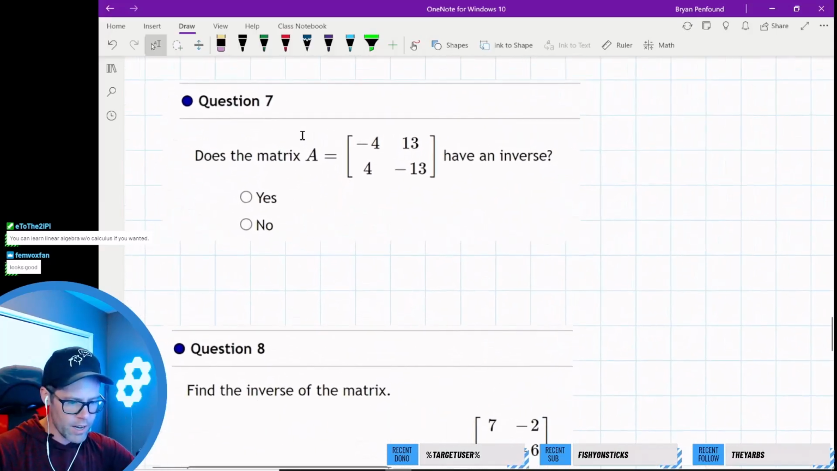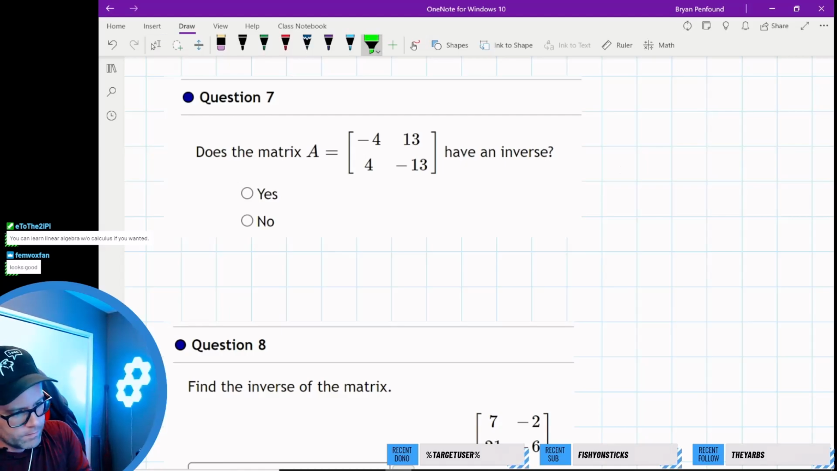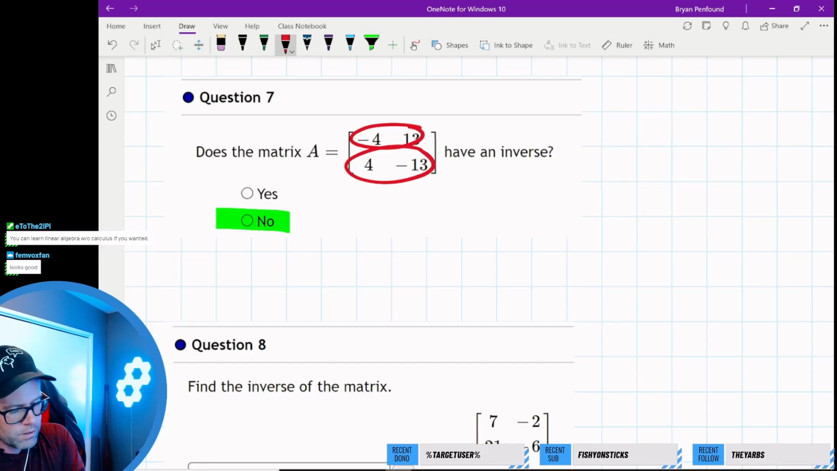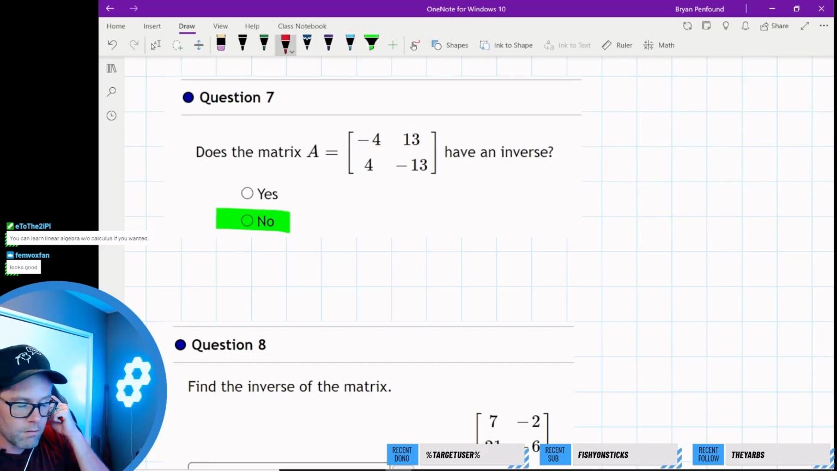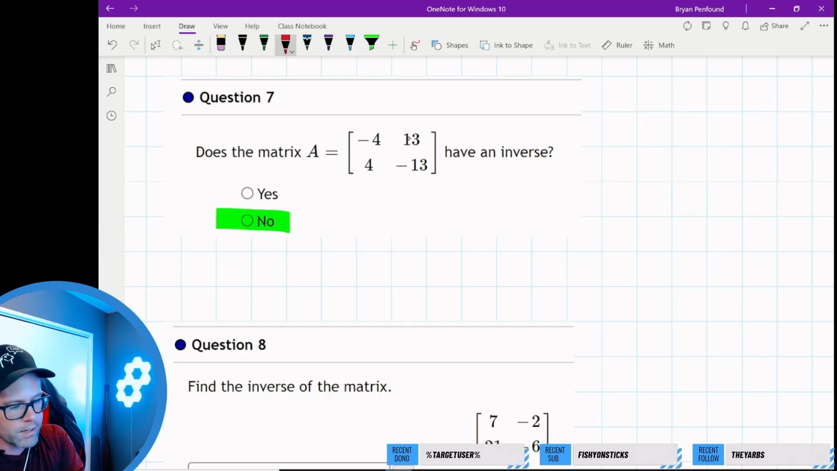Does the matrix A have an inverse? No. These two rows are similar up to a factor of -1, right? So the idea here is that because I can take row 1 and multiply it by -1 to get the second row, we basically have two similar rows inside of our matrix, so it's not going to have an inverse. Its determinant should be 0.